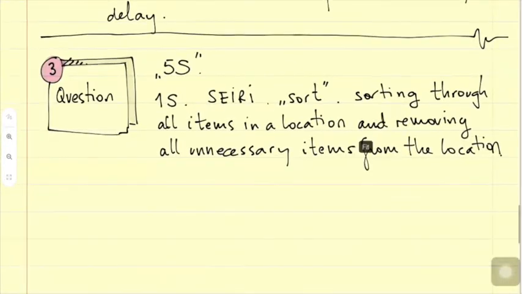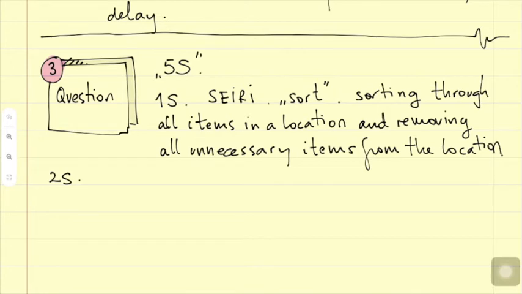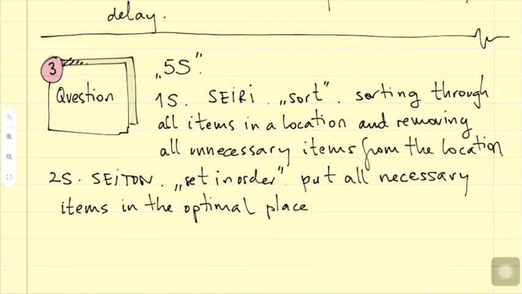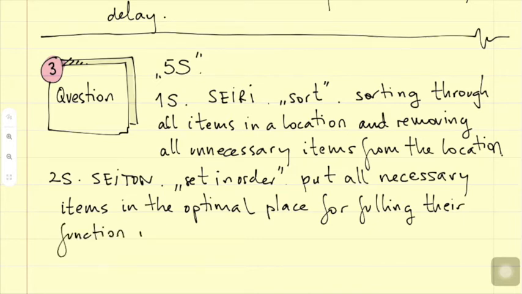Okay. The second S is Seiton, or set in order. After removing everything that is unnecessary, we put all necessary items in the optimal place for fulfilling their function in the workplace.